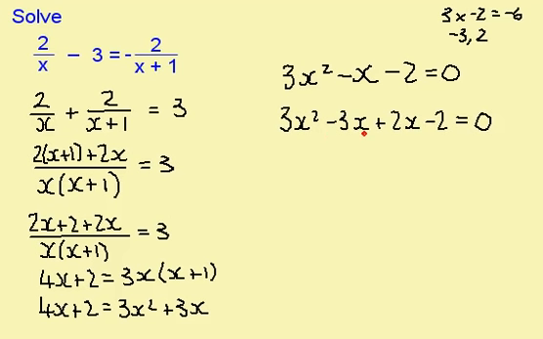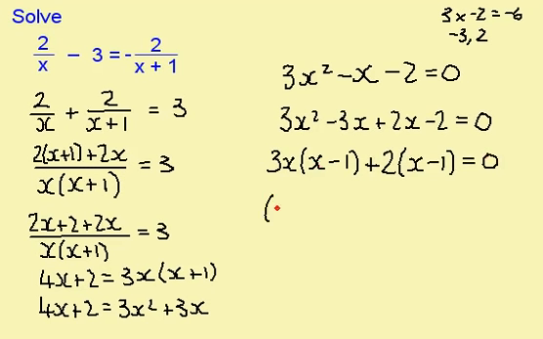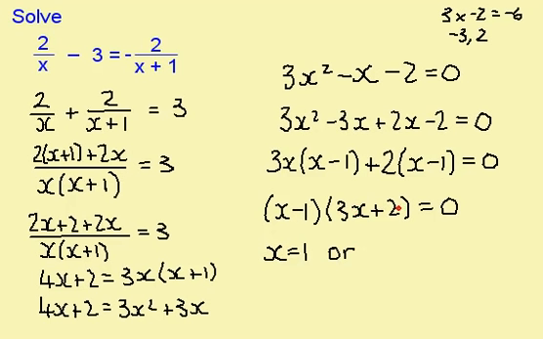Factorising these two terms, we take out a factor of 3x, leaving us with x minus 1. And factorising these two terms, we take out a factor of 2, leaving us with x minus 1. We now have a common factor of x minus 1, and we have 3x plus 2 left. Either this bracket is equal to 0, or this bracket is equal to 0. If this bracket is equal to 0, x equals 1. If this bracket is equal to 0, x is equal to minus 2 over 3.